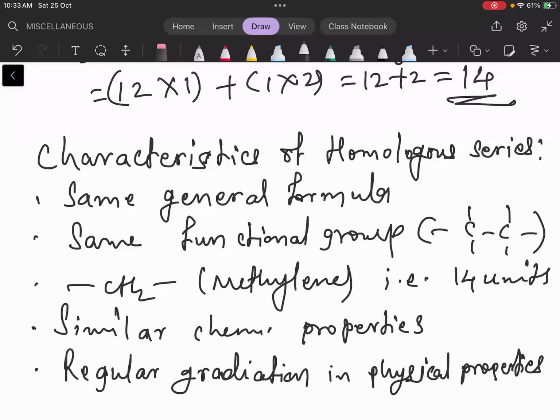A series of elements in which they have the same general formula, the same functional group, and two successive members differ from one another by a constant difference of CH2. That is the methylene group. That is called what? Homologous series. Is there any doubt?